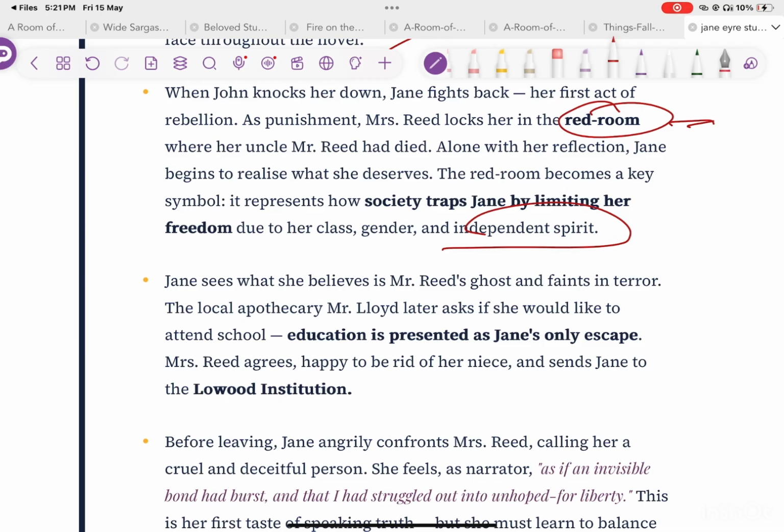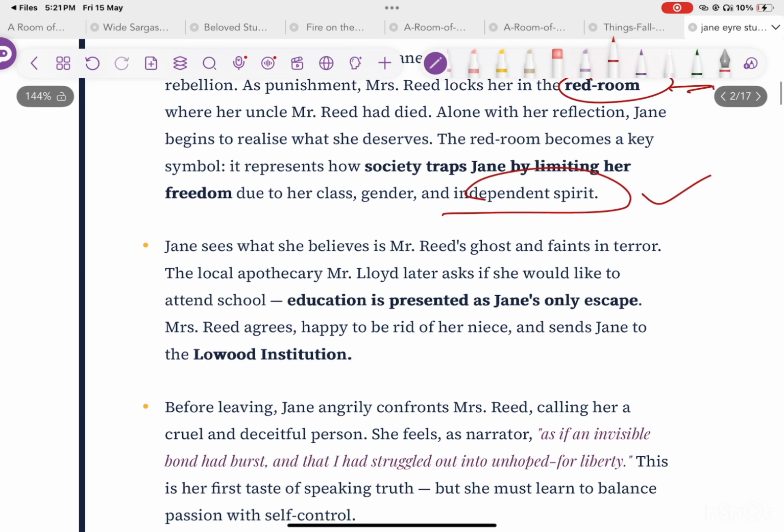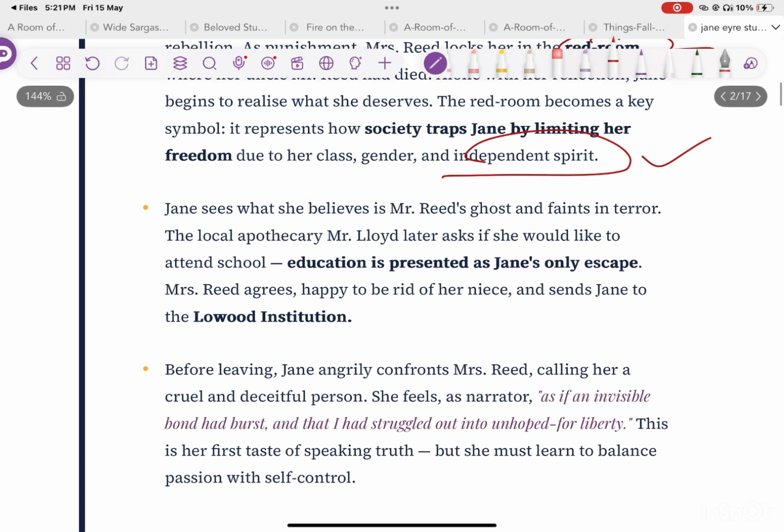And when she tries to say that she is seeing the ghost of her uncle, nobody believes her and she faints in the red room. Jane sees what she believes is Mr. Reed's ghost and faints in terror. The local apothecary, Mr. Lloyd, later asks if she would like to attend school.